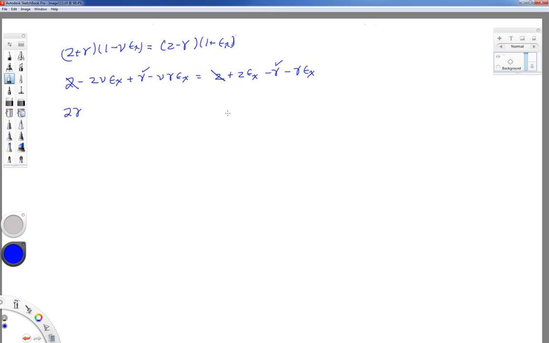Take care of those. We have, in addition to that, some terms that have epsilon x in them. And that would just be this term right here, minus 2 epsilon x. I move it to the other side, put a little check by that one. And I have here a minus 2 epsilon x times nu. I'll bring this to the other side. I've got a plus gamma epsilon x and a minus nu gamma epsilon x equal to 0.